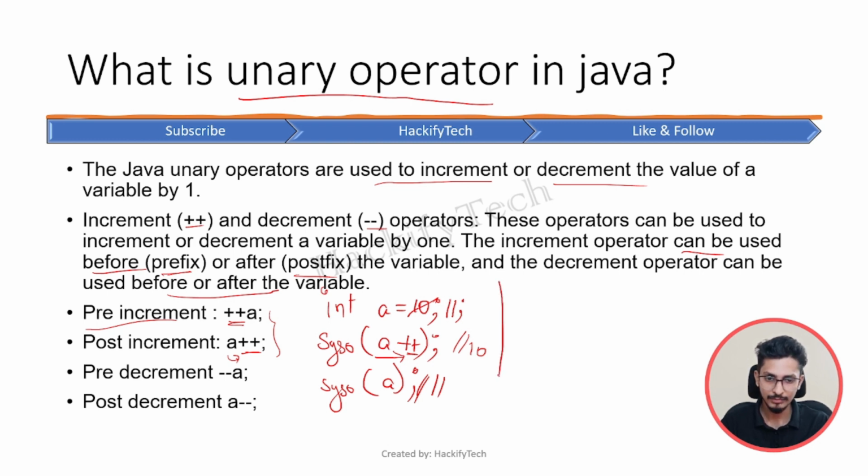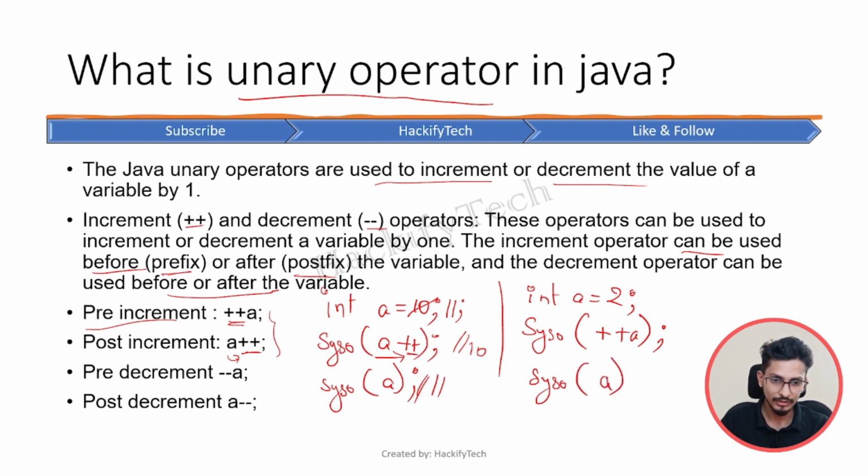The same thing for a pre-increment. Assume you create a variable, integer a equal to 2. Then you write System.out.println(++a), and again System.out.println(a). Now ++a means it will first increment the value by 1, making it 3, and then print the value of the variable. So in the output I'll see 3, and again when I print the value of a, it is 3, so here also I'll get 3.